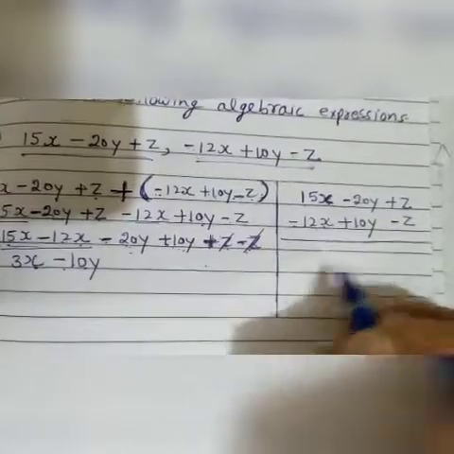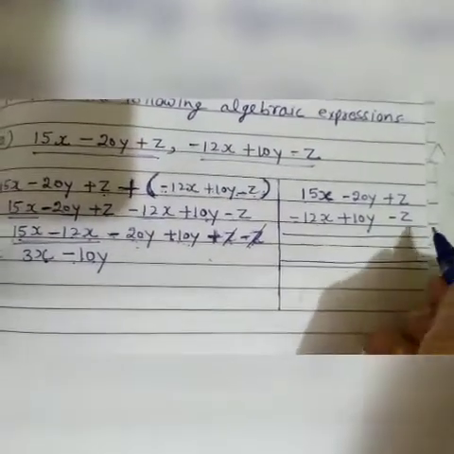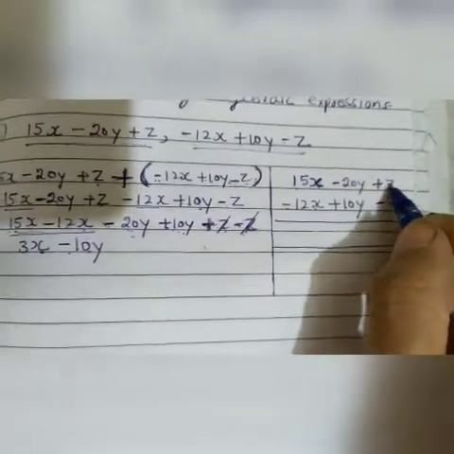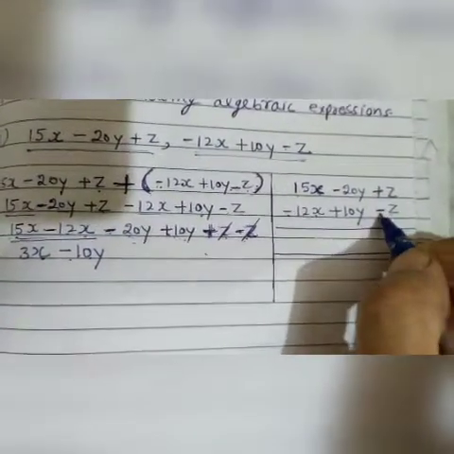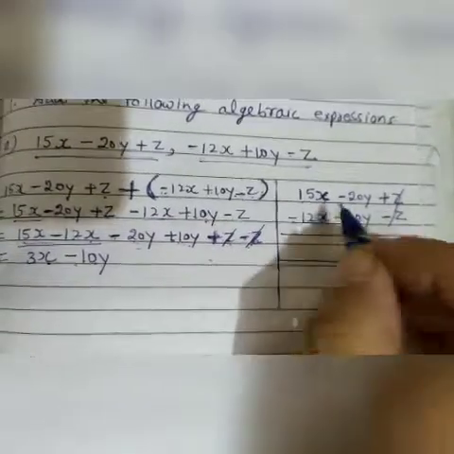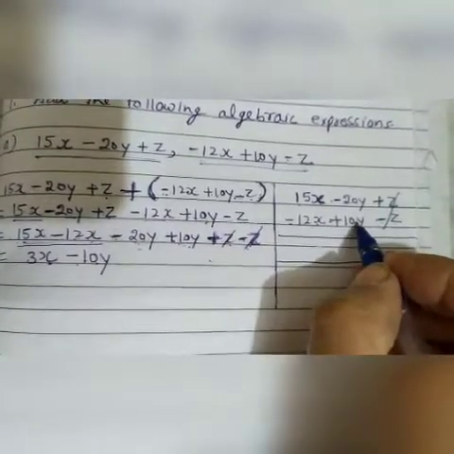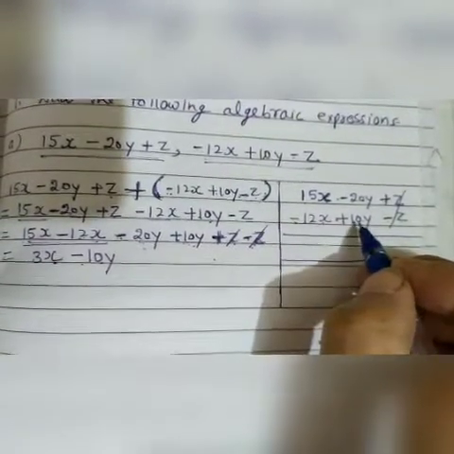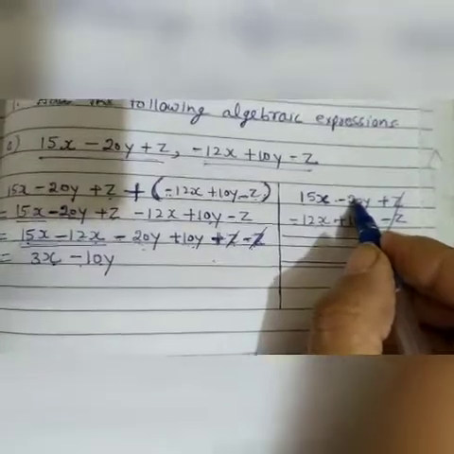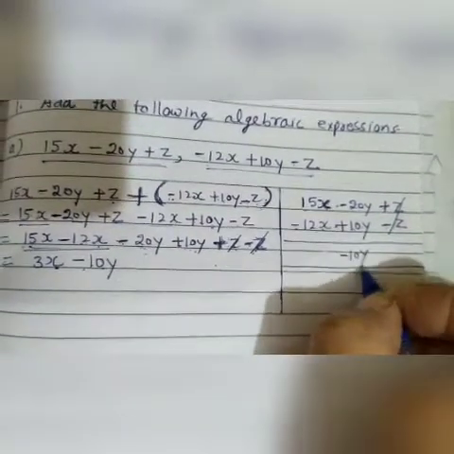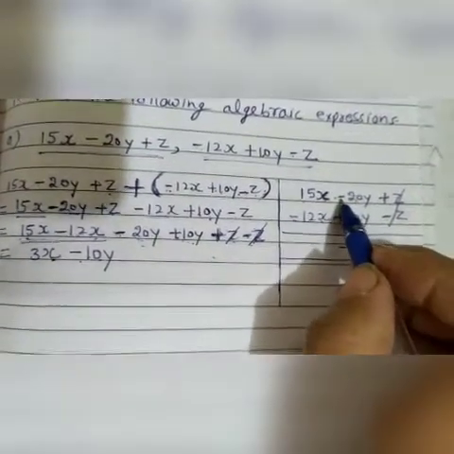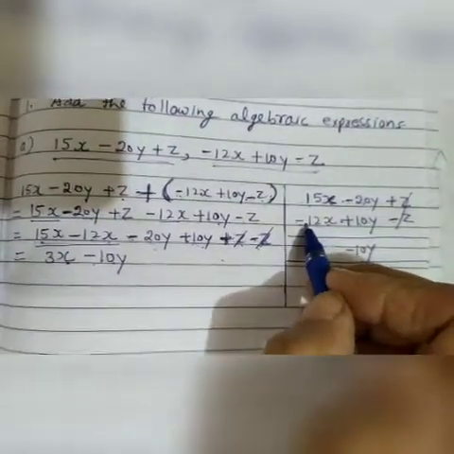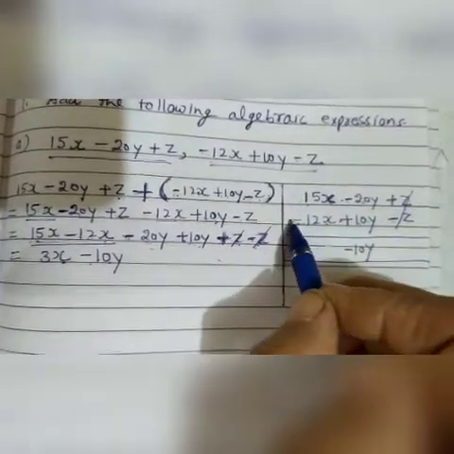Now we will solve these three terms. We will start from this side. This is plus 1z, this is minus 1z. Both are the same terms with different signs. They are cancelled. Now minus 20y plus 10y. Both are with different signs, so we will subtract the smaller number from the larger one. Then we will get minus 10y because the larger number is with the minus sign. Then 15x minus 12x. Again these two are with different signs. This is plus and this is minus.